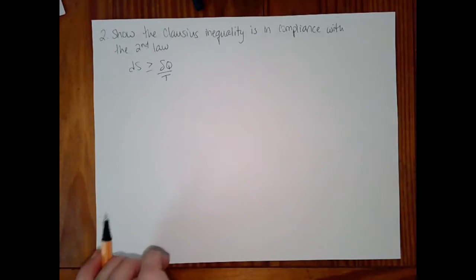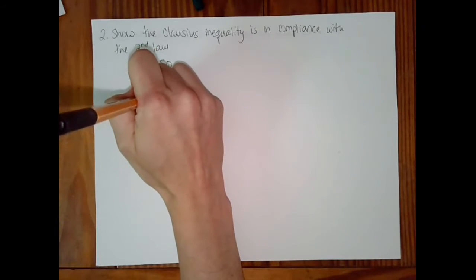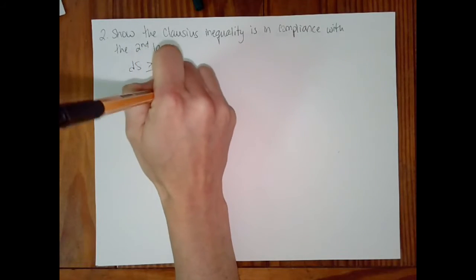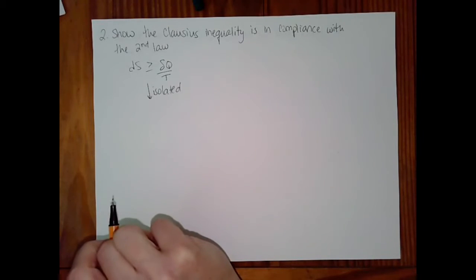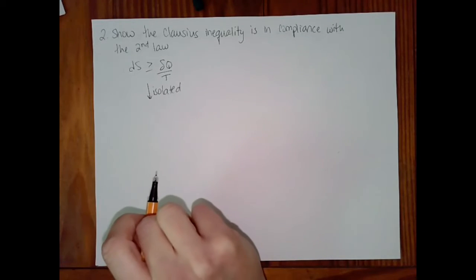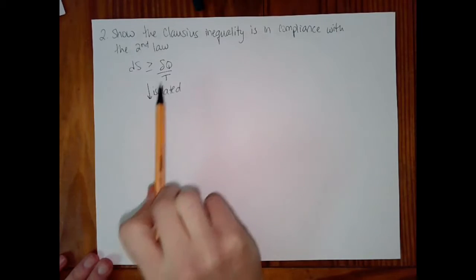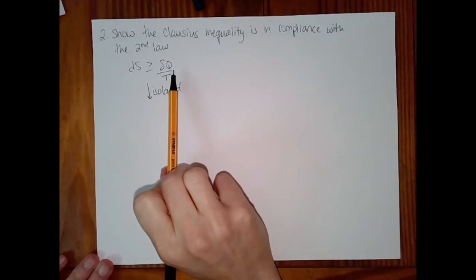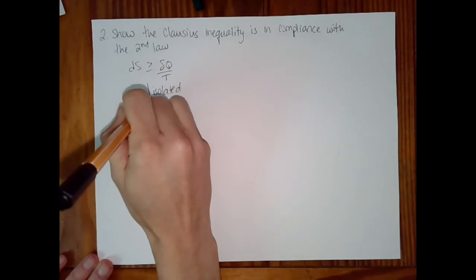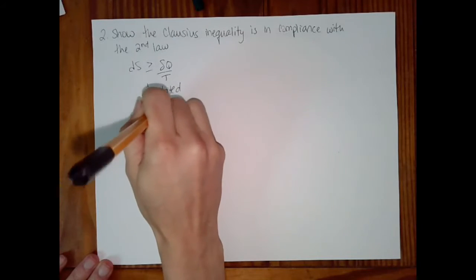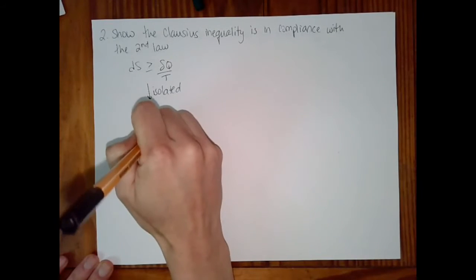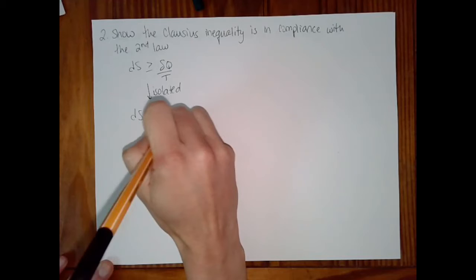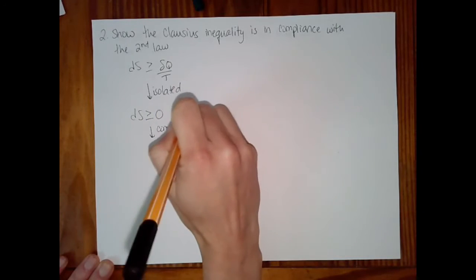So to do that, let's consider an isolated system. An isolated system, recall, is one where no matter and no energy can come in or out of the system. In this case, by definition, the heat transfer is 0. So we have that dS must be greater than or equal to 0. Well, an example of an isolated system is the universe. So consider the universe.